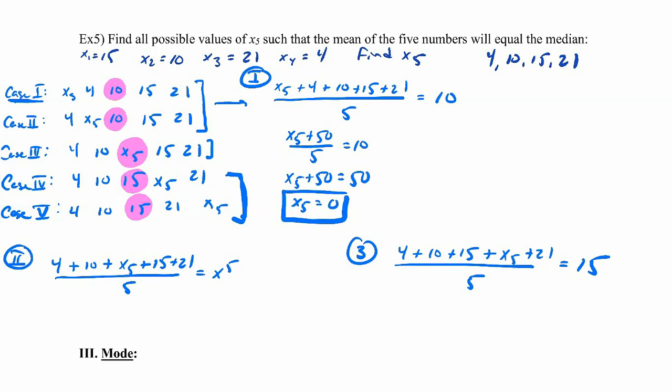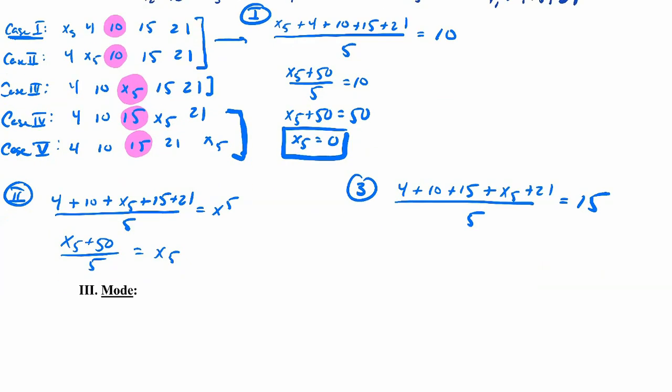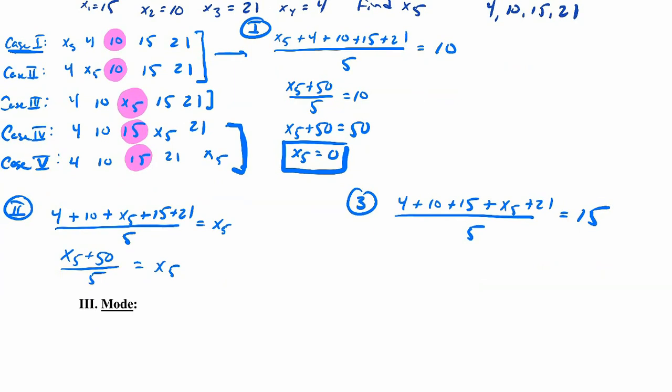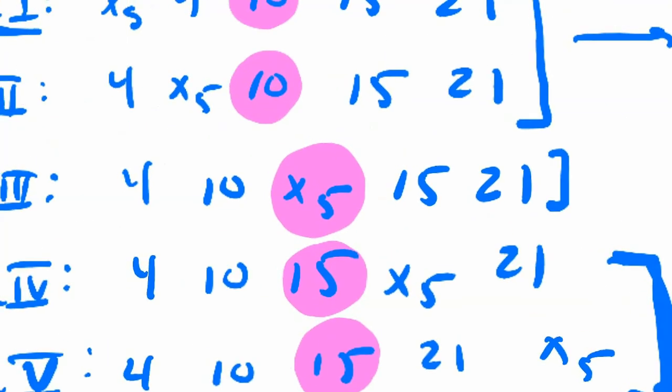For the second case, let's see, we've got our X5 + 50 up top over 5. And I am going, that should be a little subscript, not a power. Okay, I'm going to multiply by 5, so that gives me X5 + 50 equals 5 of those X5s. And let's see, subtract an X5, so 50 leaves me with 4 of those X5s, and when I divide by 4, I get 12.5. Would that indeed be right in the middle? Yes, it will most certainly be right in the middle here. Okay, so that was that case.